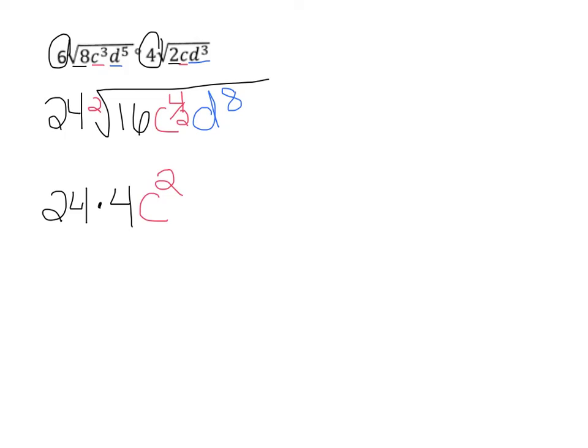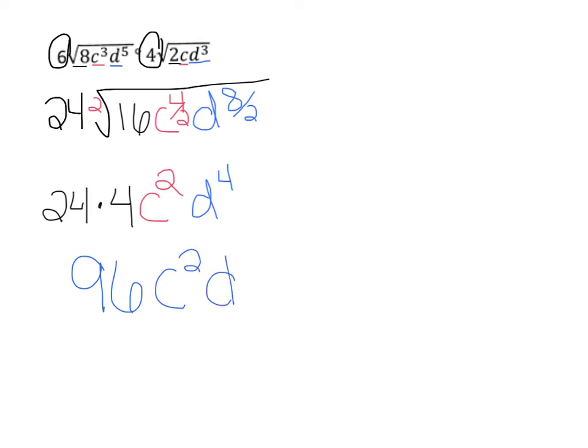Same thing with d. We're going to take 8 divided by 2, and we are left with d to the 4th. So, continuing to simplify, we have 24 times 4, which can be simplified to 96. And then we have c squared d to the 4th. And that's our final answer.